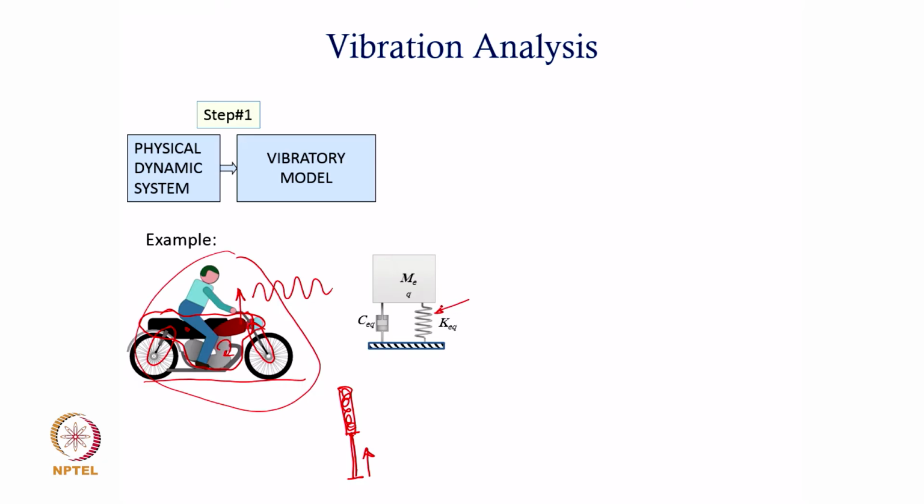So, I am just representing these physical objects in the form of some elements of a vibratory system. In this case, the spring in the shock absorber is modeled like a coil spring here with a stiffness K equivalent, and there is also a damper or a dashpot in parallel in this system, which I am representing as a dashpot whose parameter is C equivalent.